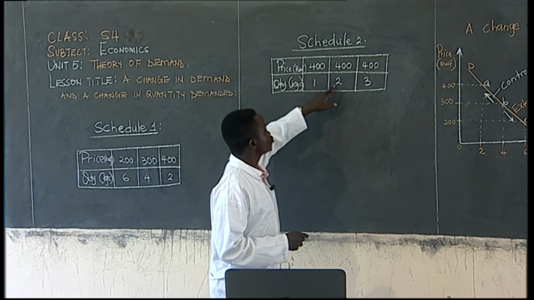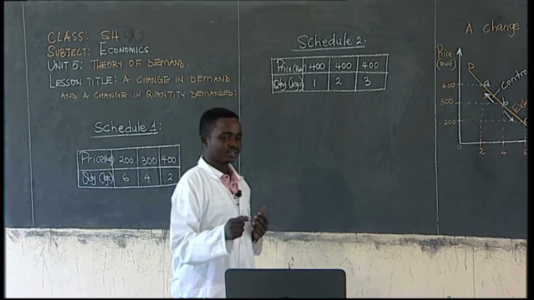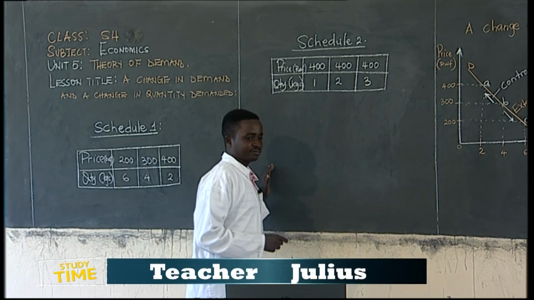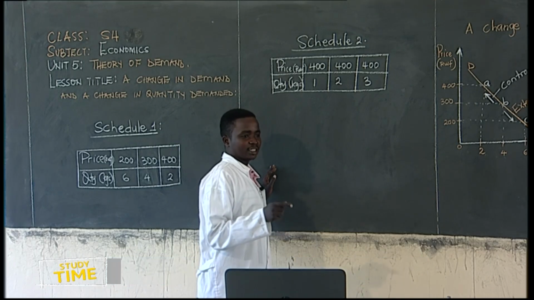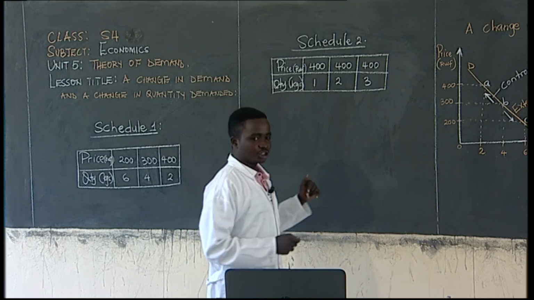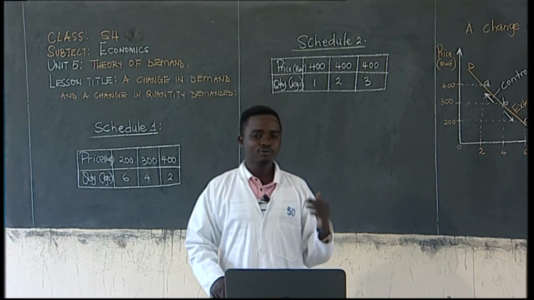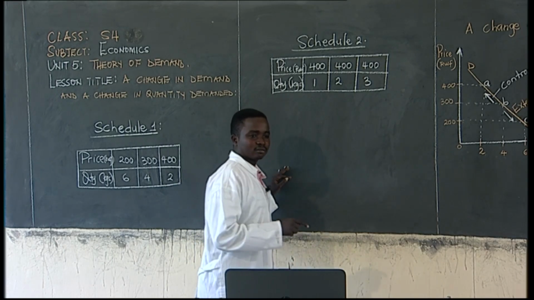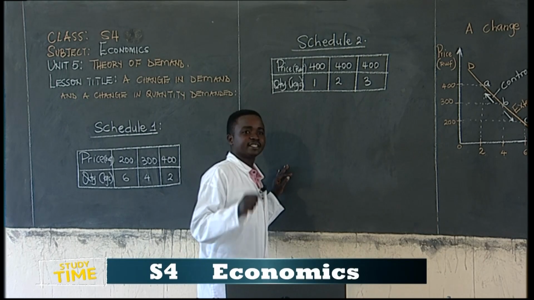We have 1, 2, 3, of which this may reflect a decrease or an increase. Meaning that we may have a positive change and a negative change. Now, let us look at a change in demand. A change in demand, as you can see, is an increase or a decrease in the quantity demanded of a commodity due to other factors affecting demand, when the price is constant.